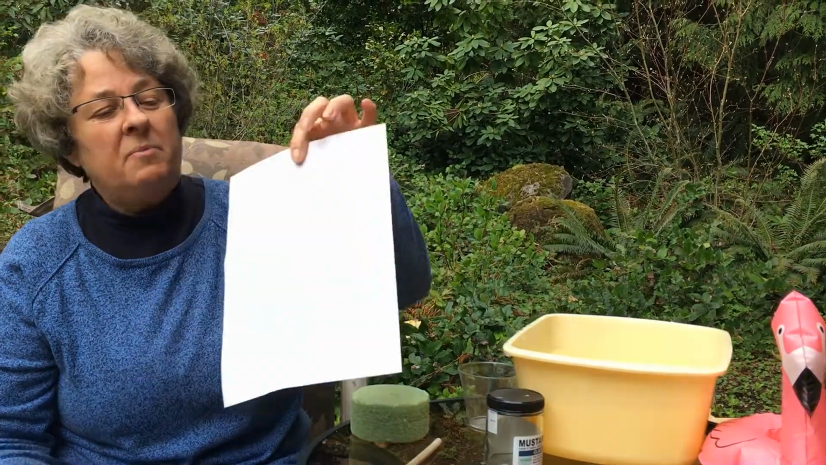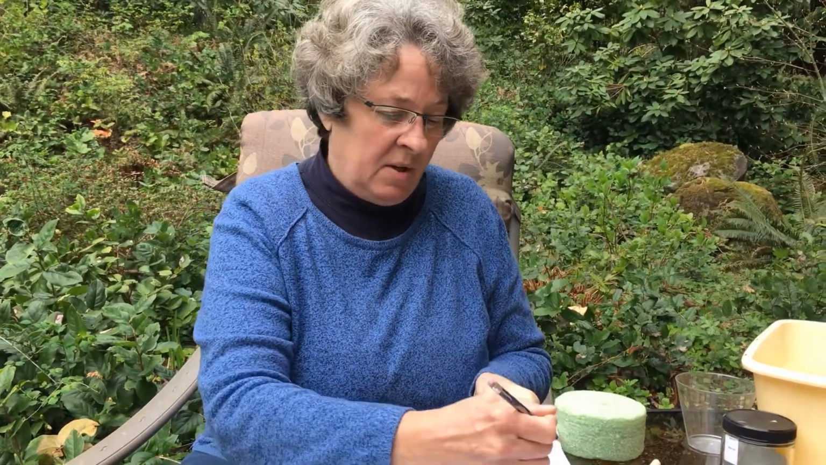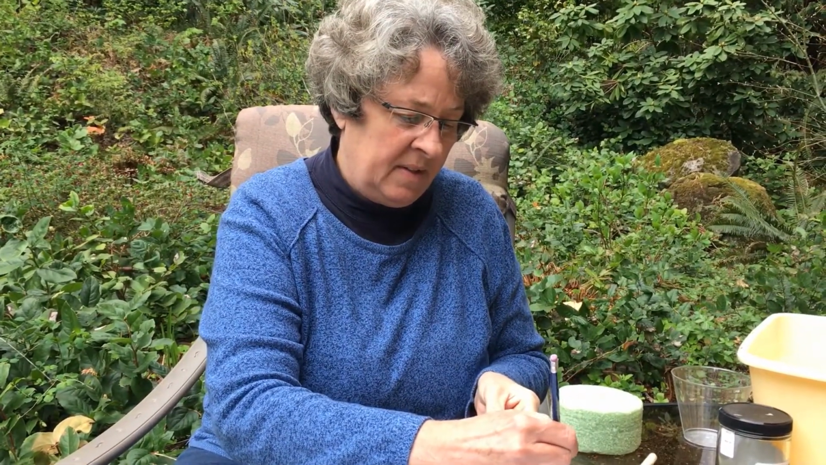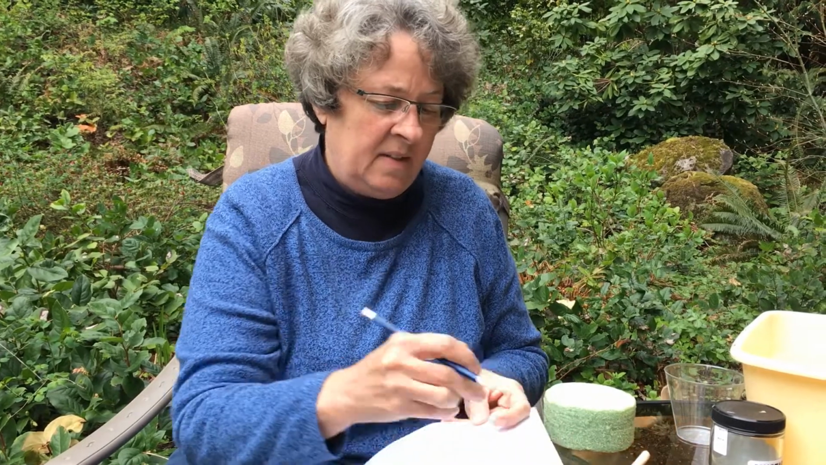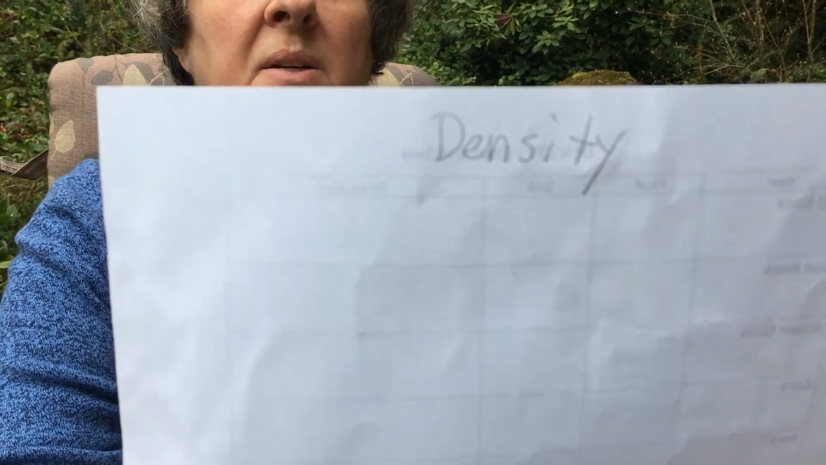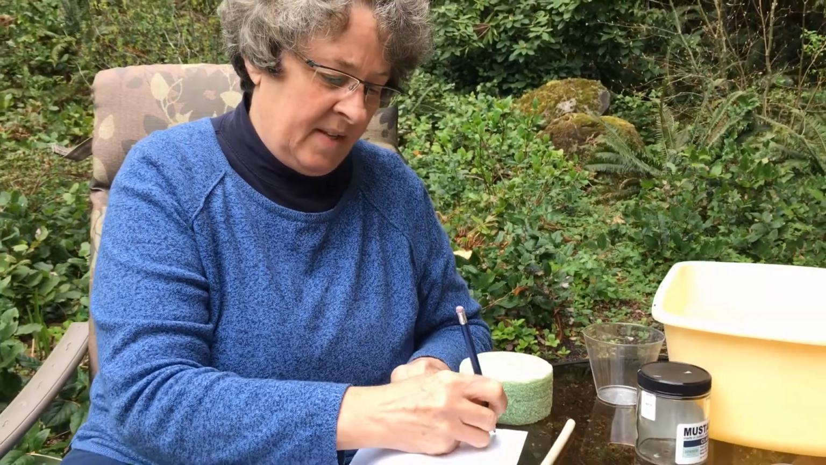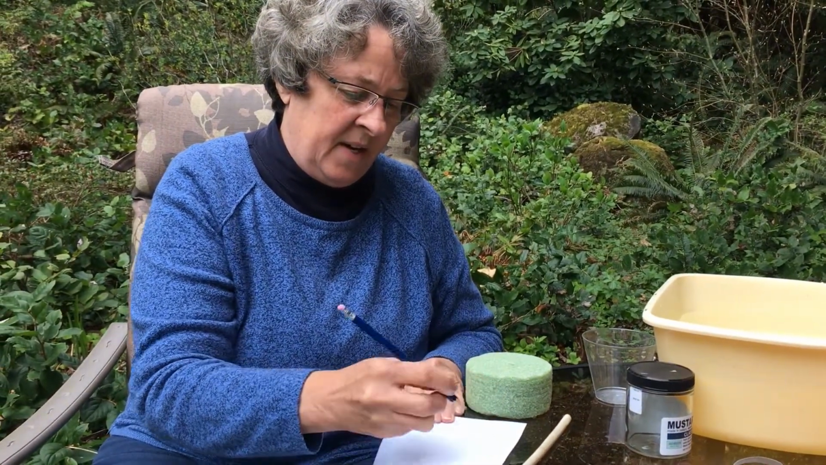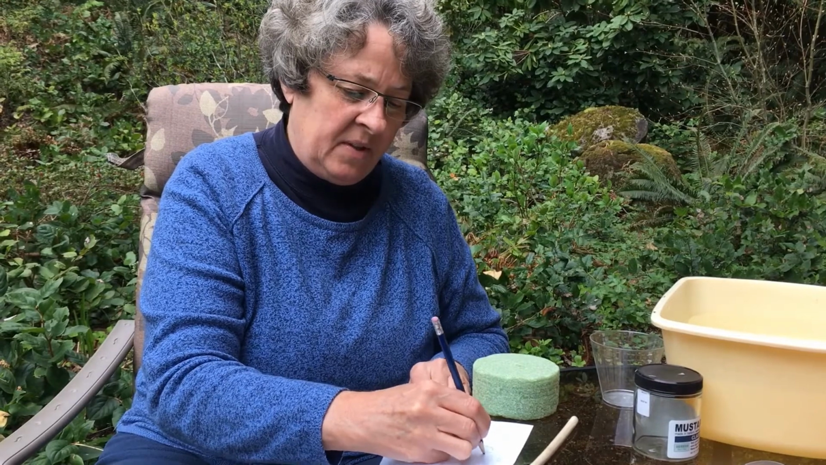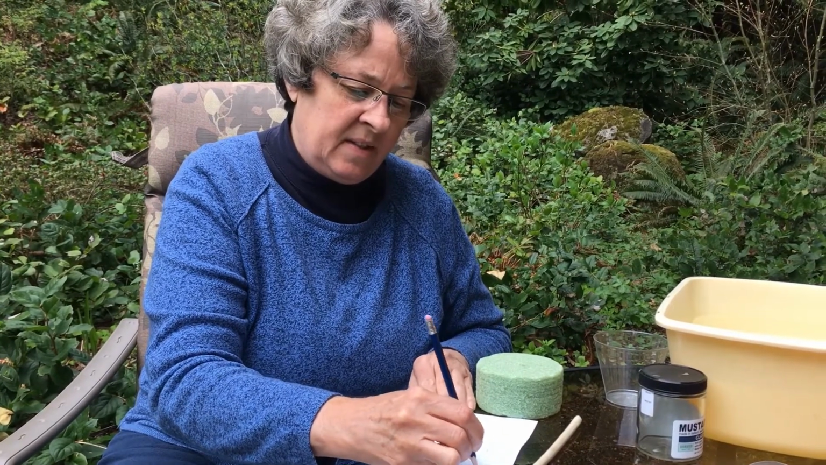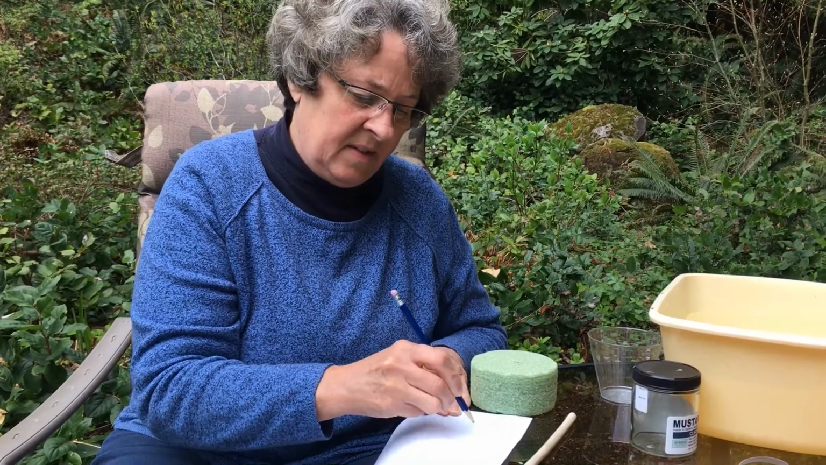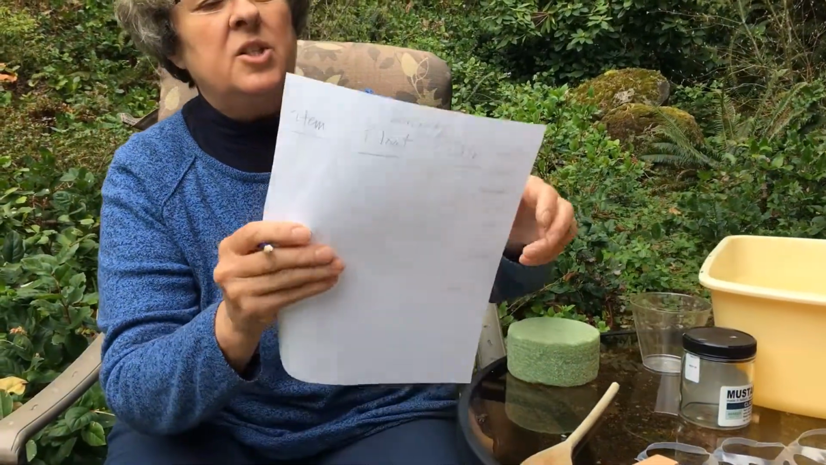If you want to get a piece of paper, computer paper to write on, we can make a scientific chart. You can write on the top, density, D-E-N-S-I-T-Y. Then we're going to write the item and whether it floats or sinks. So you can make a little chart.